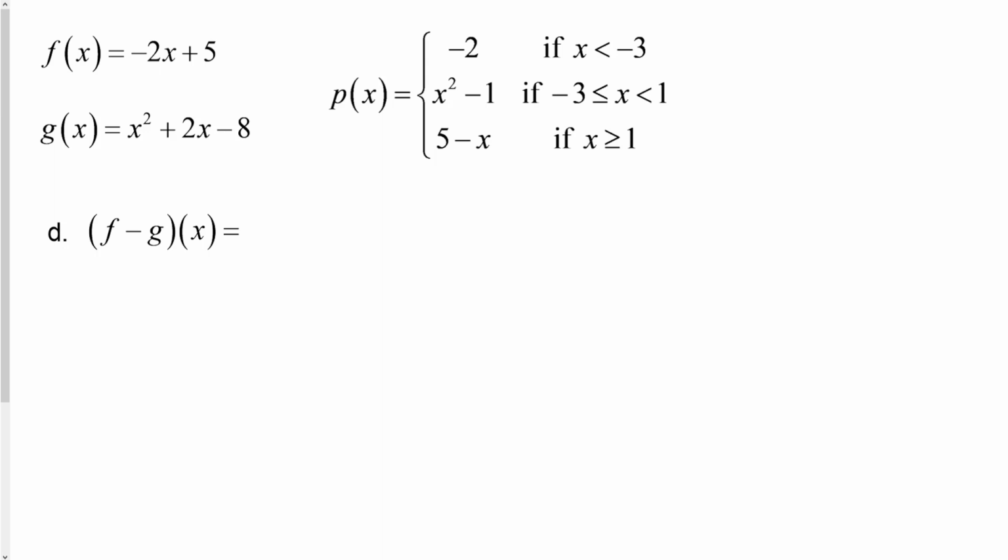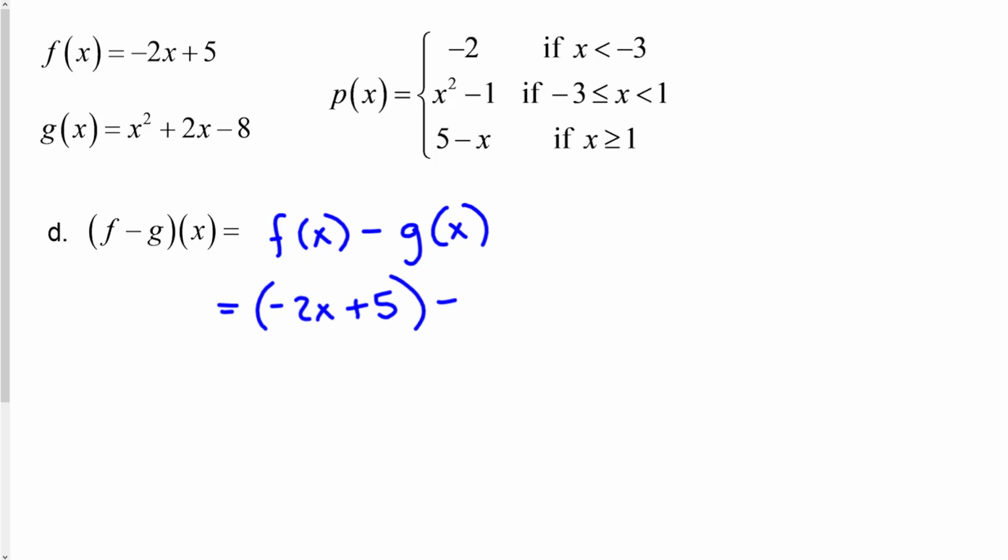Part D, f minus g of x. So this is similar to the first part in this example, except we're not evaluating it at a particular point. We still would come up with this by taking each individual function and subtracting them. So for instance, f of x is negative 2x plus 5. G of x is x squared plus 2x minus 8.